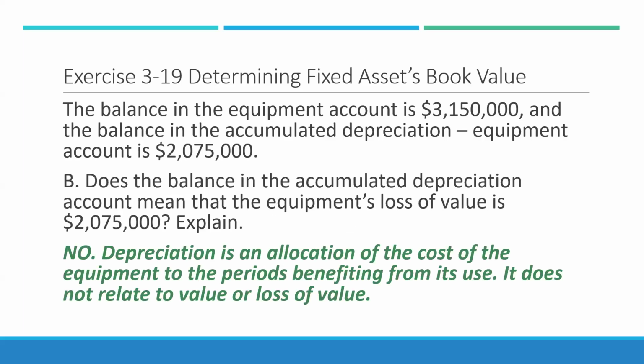1,075,000. And does the balance in the accumulated depreciation account mean that the equipment's loss of value is $275,000? No, depreciation in accounting purposes is an allocation of the cost of the equipment to the periods benefiting from its use. It's really not that we can say that's how it lost its value. We're just expensing a piece of that asset over its useful life. Does that make sense?